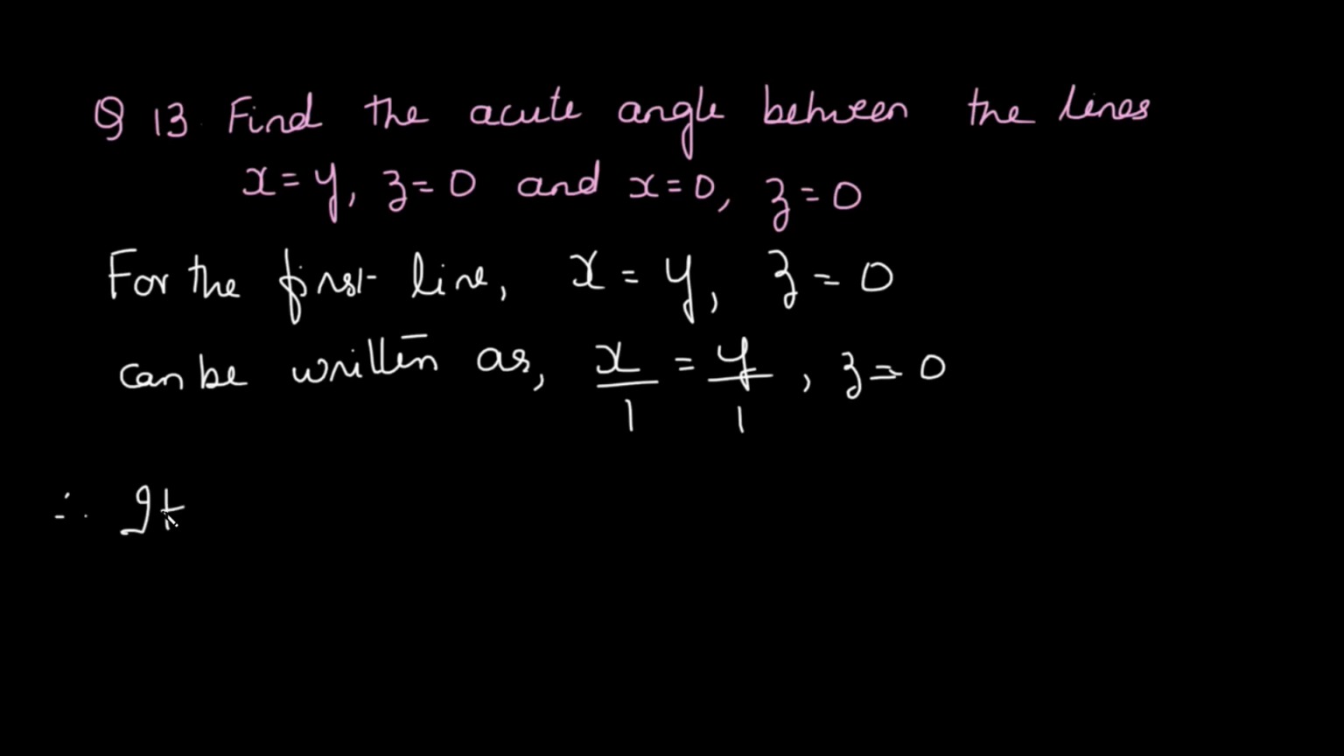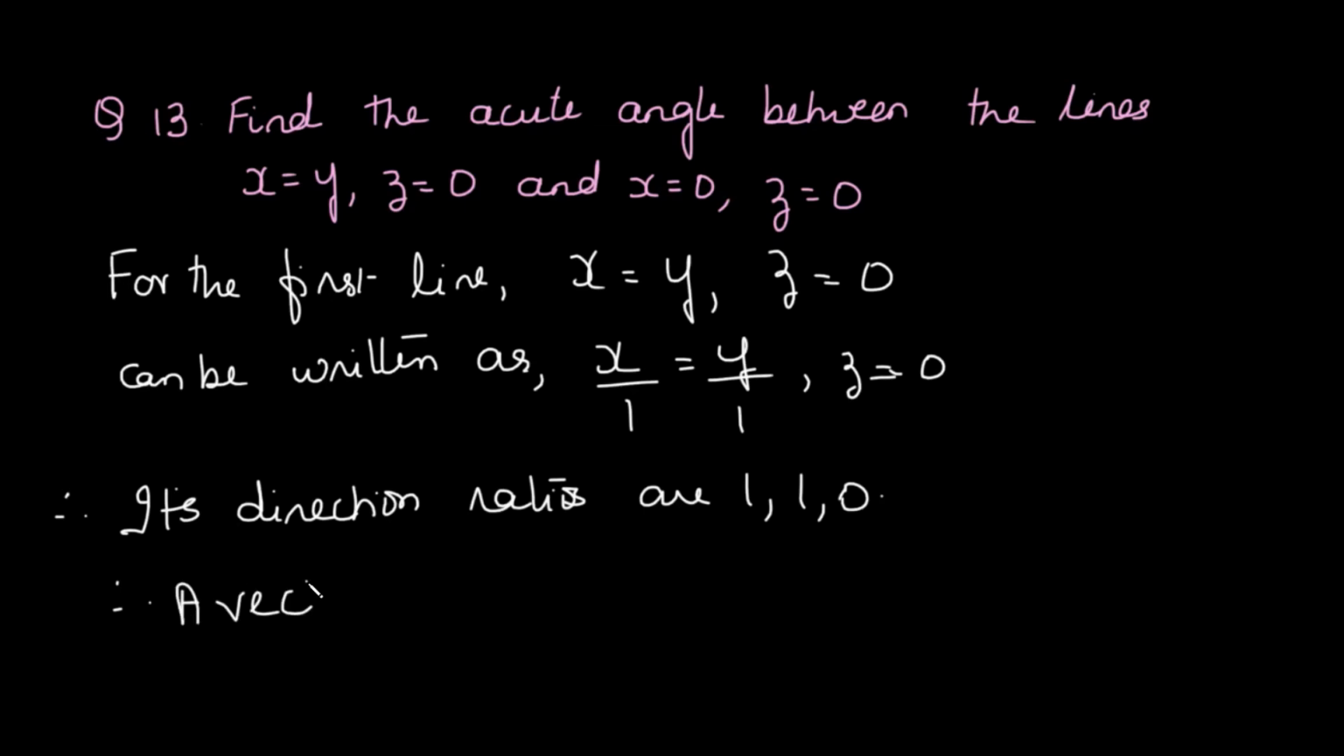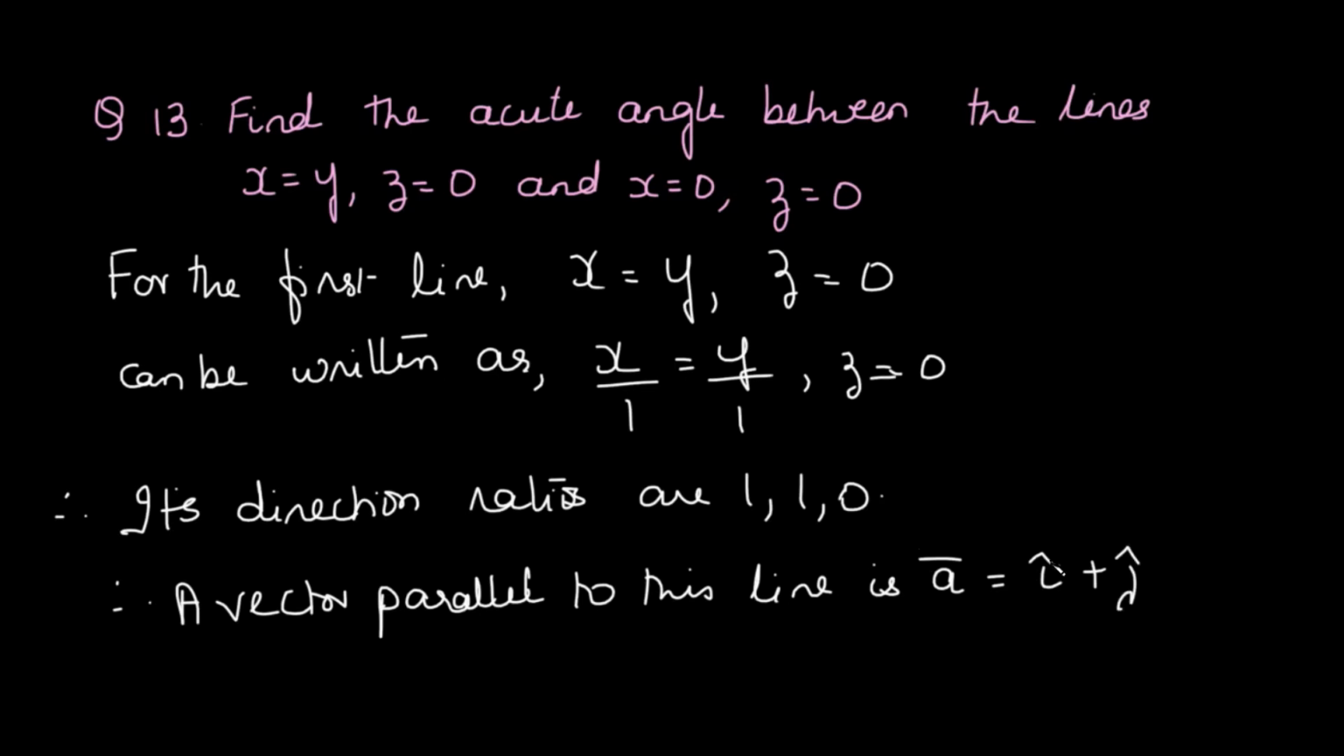Therefore, its direction ratios are 1, 1, 0. Therefore, a vector which is parallel to this particular line is given as a bar is equal to i plus j. From 1, 1, 0, we get i plus j plus 0 k. So we can just write it as i plus j.